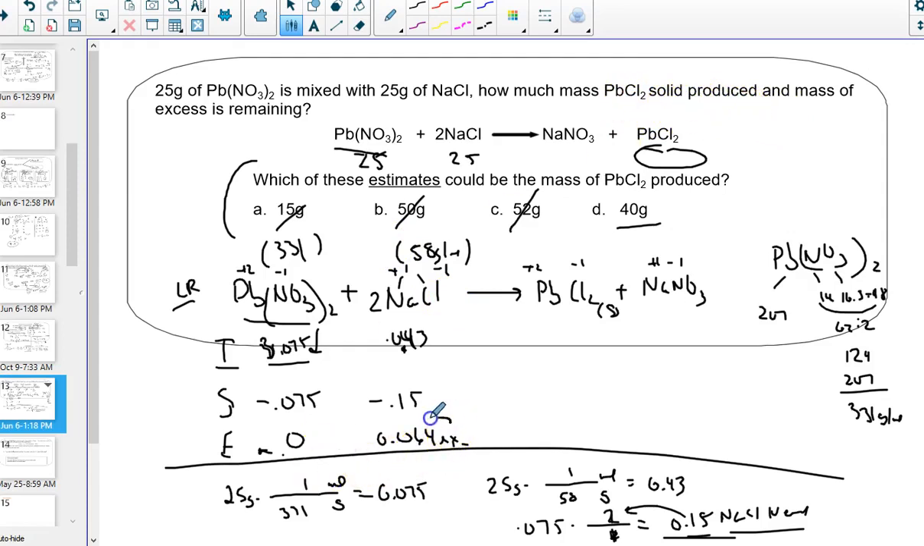So now I can convert this to grams, and I'll jump to here from my limiting reactant. It's a 1-to-1 ratio, so plus 0.075. I will put this to grams. Let's do that quickly. I need the molar masses. I have to use my molar mass of that guy. That's 207, plus 34.5.